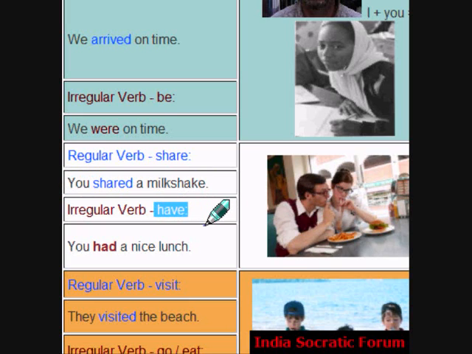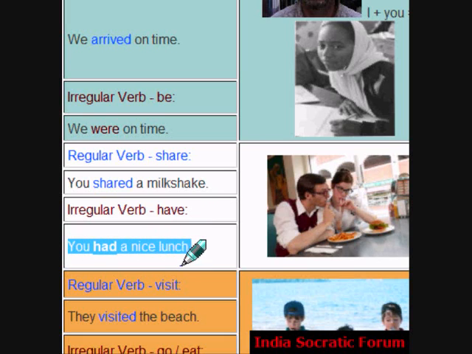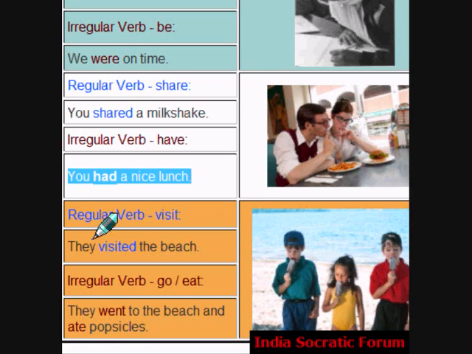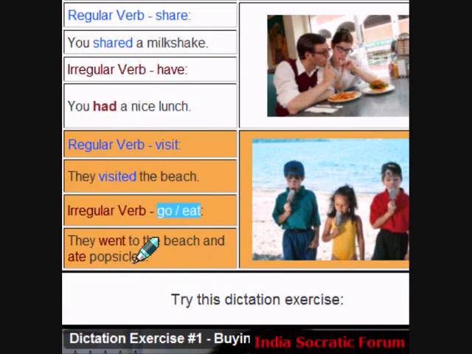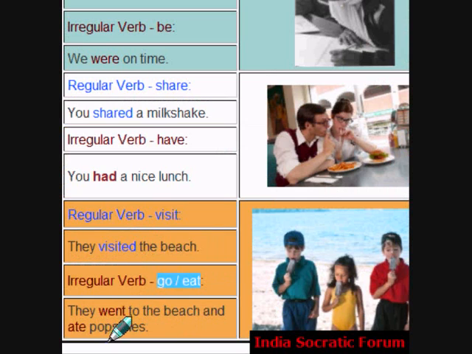Irregular verb have. Usage. You had a nice lunch. Remember, have becomes had. You had a nice lunch. Regular verb visit. Usage. They visited the beach. Irregular verbs go, eat. They went to the beach and ate popsicles.